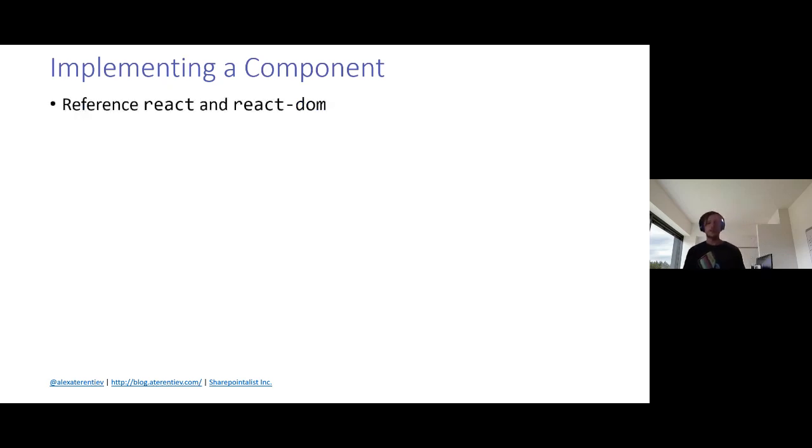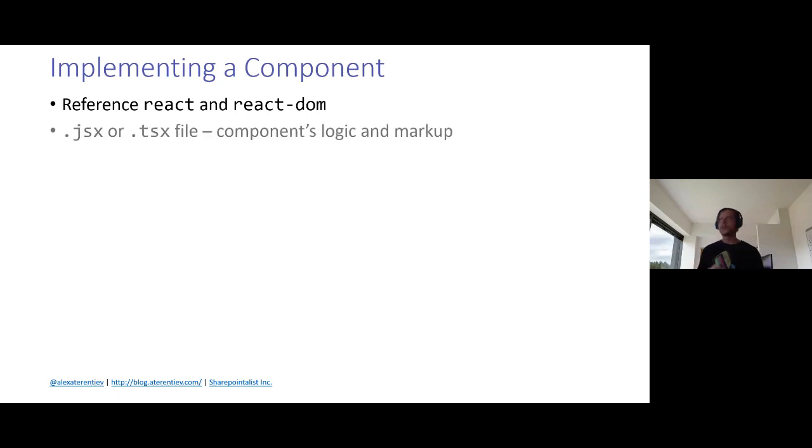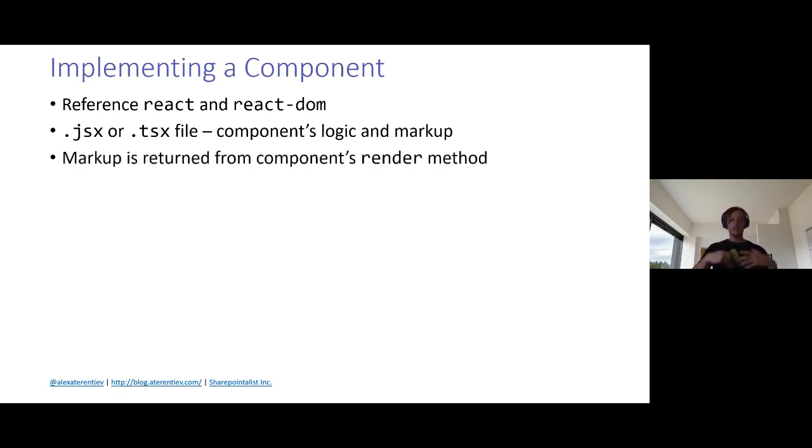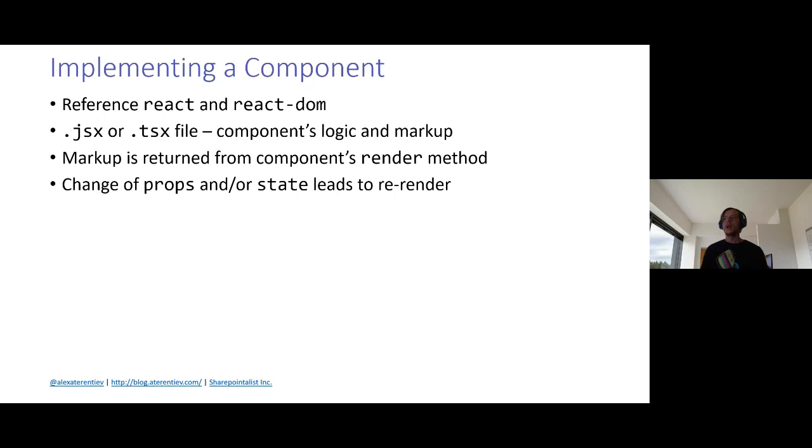So how to implement a component? First, we need to reference React and React DOM in our project. Second, we use .jsx or .tsx files to implement the logic and markup. You can use plain JavaScript or TypeScript files if you want, but JSX and TSX, by the way JavaScript extended and TypeScript extended, are more convenient. All the markup that is rendered by your component should be returned from the render method of your class. Next, changes in props and state lead to component re-render, and I already mentioned that.